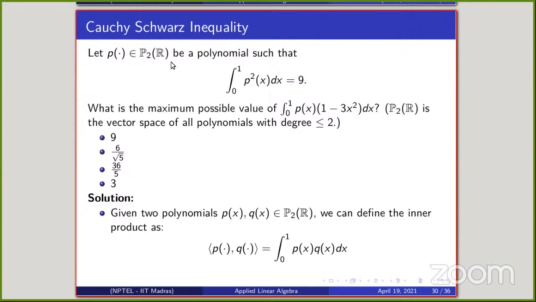So given any two polynomials p of x and q of x in the vector space of polynomials with degree less than or equal to 2, we can define the inner product as the integral of p of x times q of x over the interval 0 to 1. So using this, the integral from 0 to 1 of p of x times (1 minus 3x squared) becomes the inner product of p of x and 1 minus 3x squared with this definition of inner product.